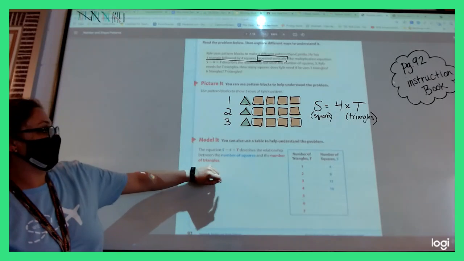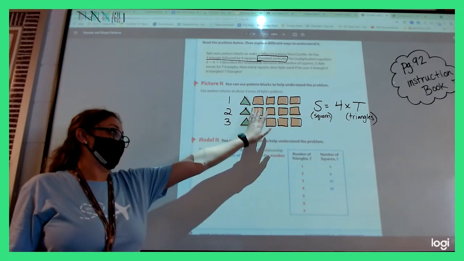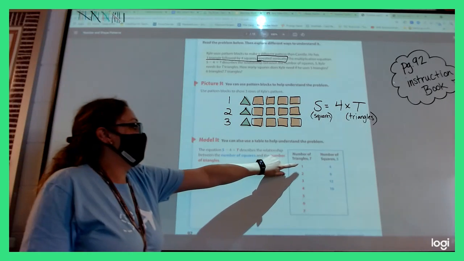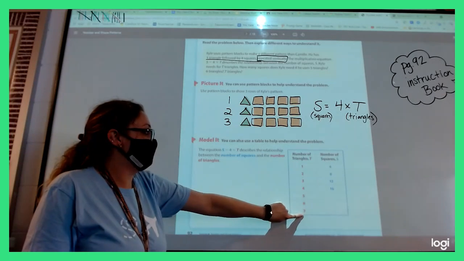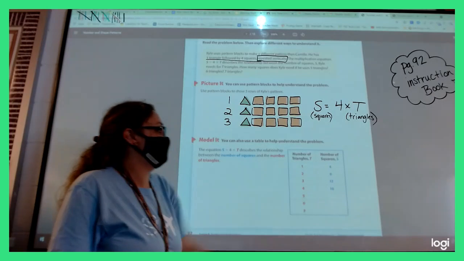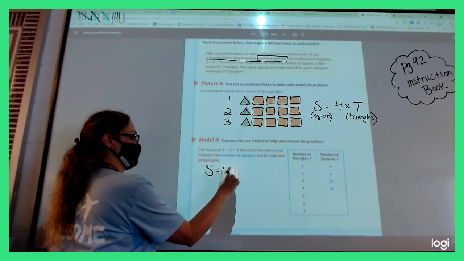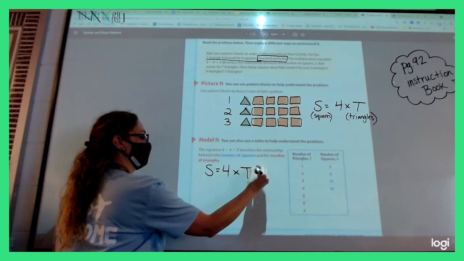So here's another way to look at it. We could make a table, which I like better than the picture. It's a little bit easier. So we put the number of triangles down this side, and the number of squares go down this side. I do want everyone to write this for me: S equals 4 times t. Write it down here by your table.